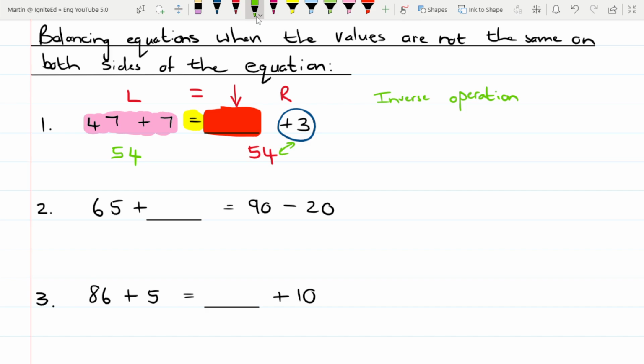So we know that our total is 54, and for left hand side to be equal to the right hand side, we have to take the total. So we know that it should be 54, and we do the inverse of plus 3, and the inverse of plus is minus. So if we have to add 3 to the total, now we subtract 3 from that to know what this outstanding value is. So 54 minus 3 is 51. So we've got 51 plus 3, and 51 plus 3 does give us 54, which means that this is true.